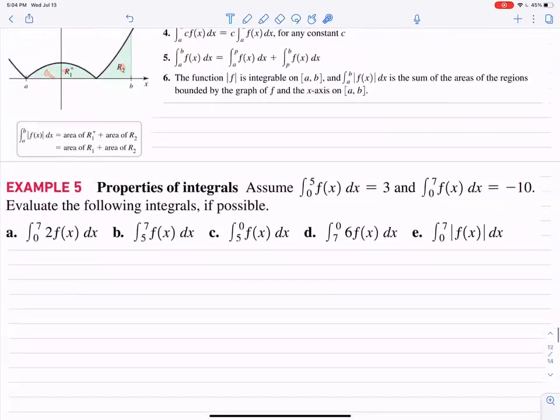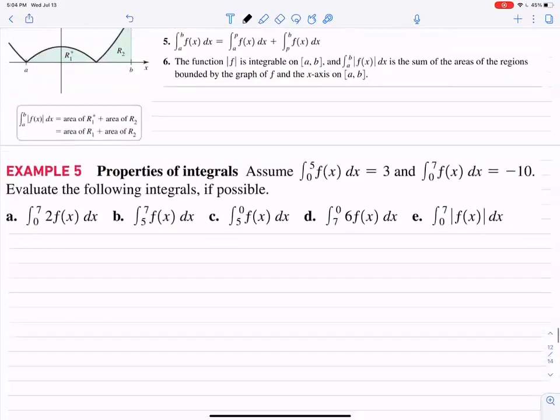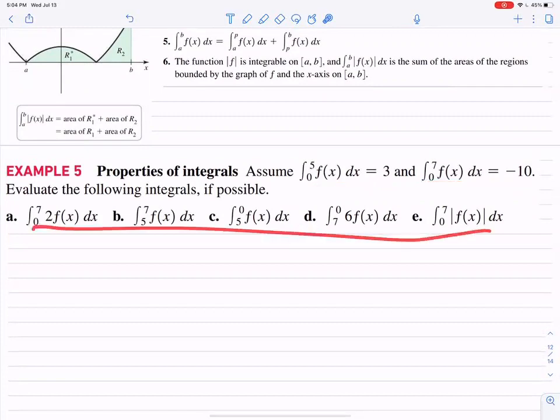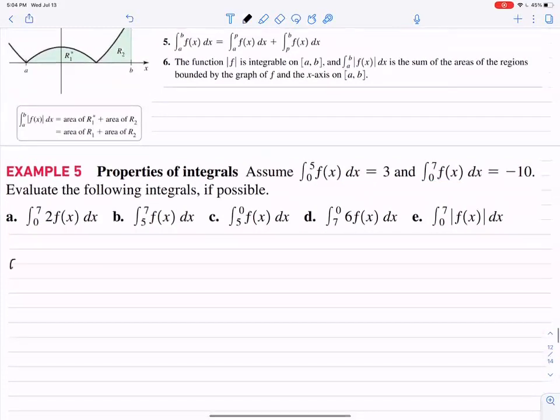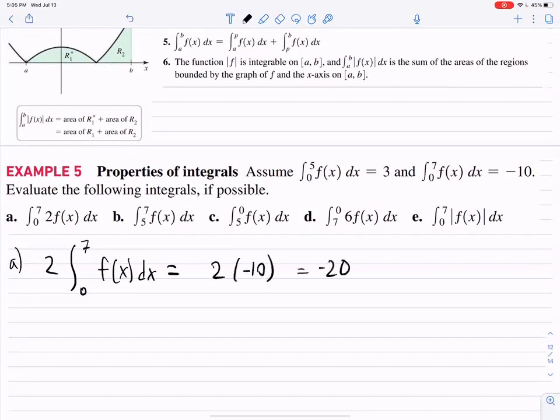So let's use properties of integrals to calculate some stuff. So let's say we know that the integral from 0 to 5 is 3, the integral from 0 to 7 is -10. Let's use those to calculate all these if possible. So the integral from 0 to 7 of 2 times f of x, well, you can pull out constants, right? So it's 2 times the integral from 0 to 7 of f of x dx, which they tell us is -10. So 2 times -10 is -20.